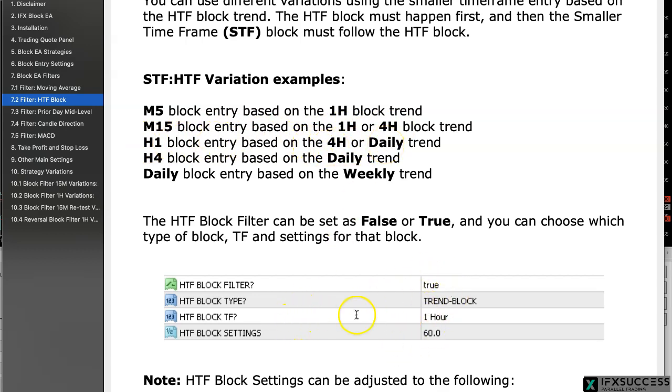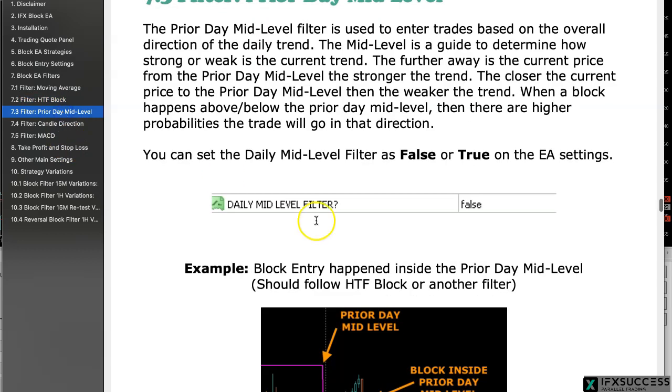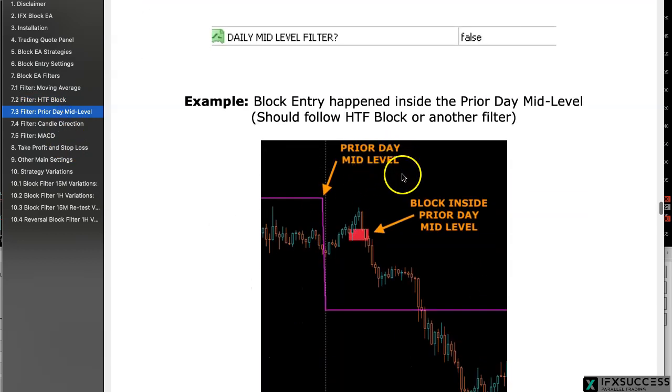So here are the specifications. I also explain how prior day mid-level works. What we're looking for is a block that is happening below it, and then the other way around if it's above it. Those trades work out very nicely because those are trend trades. This is based on the daily mid-level.